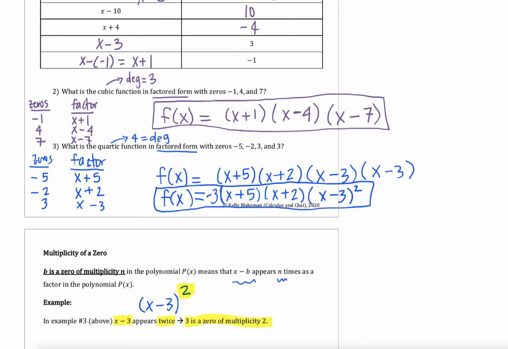And that might seem kind of silly. Well, I can see it there. There's a 2 on it, so it appears twice. But the multiplicity is actually a very key component when we go to graphing. And depending on the multiplicity, it actually changes the graph.